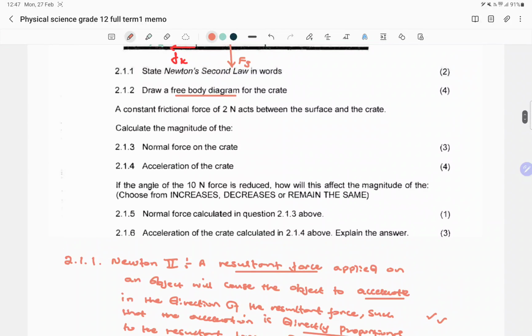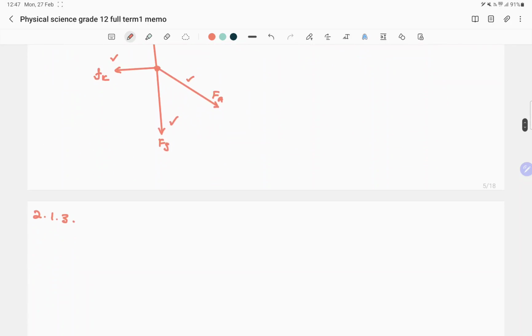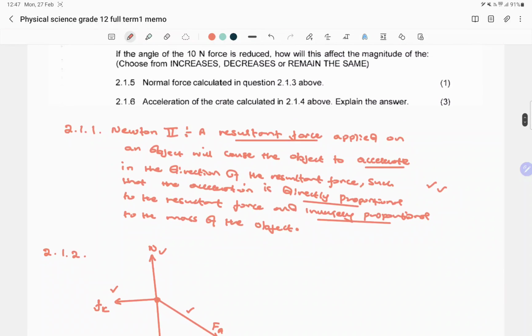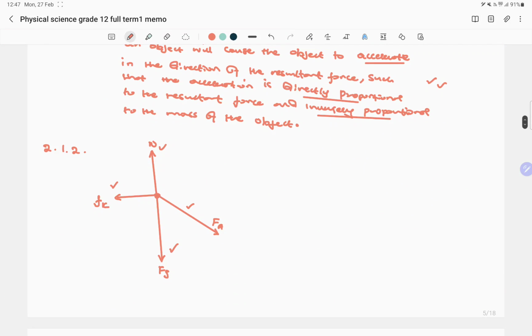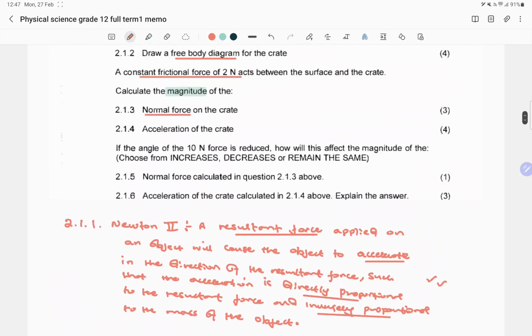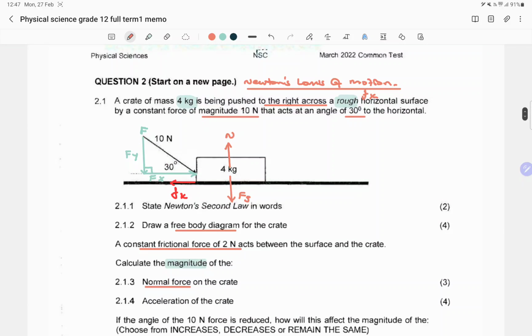Now we are told here, a constant frictional force of 2 newtons acts between the surface and the crate. Now calculate the magnitude. So we want the magnitude here of the normal force on the crate. So we want the normal force. Now the normal force is part of the vertical forces. Remember, this one may mislead you a bit because it's hiding those components. So you may want to look here. What are the vertical forces? Because the normal force is a vertical force.